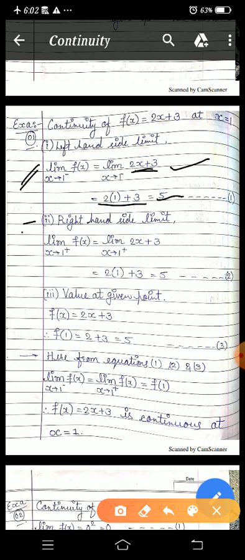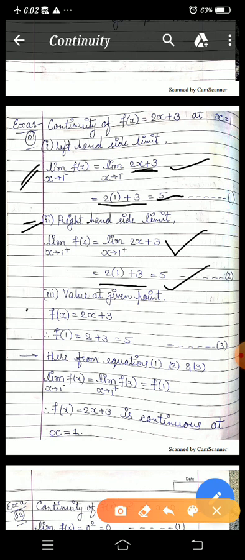Now the second point, the right hand side limit. For the right hand side limit only one function is given, 2x plus 3. That means again it will be limit x tends to 1 plus 2x plus 3. By putting the limit of x, it will be 2 into 1 plus 3, again it will be 5.